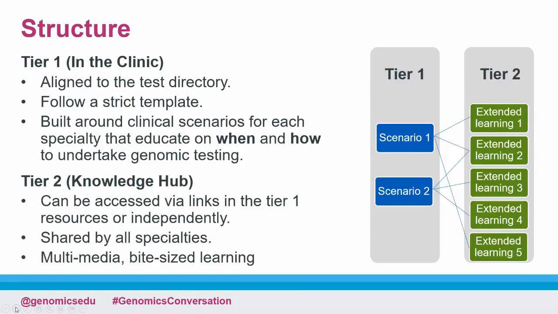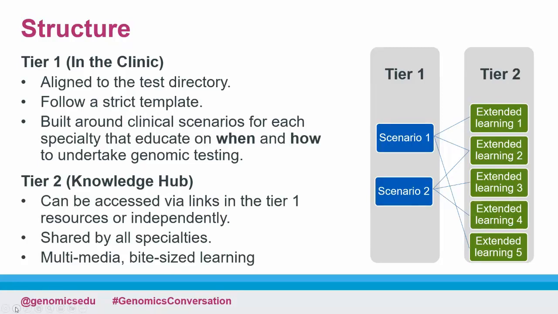So the infographic on this slide just shows those two tiers I've just mentioned. The Tier 1 resources are very much aligned to the National Genomic Test Directory, so you will find they're consistent with the eligibility criteria in the test directory, and they're written to a really strict template. They're short, snappy, quick resources. The reason they're written so strictly is that when you get used to using GeNotes, it allows you to go very quickly to what you need. These resources are designed to be used with the patient in the room if necessary.